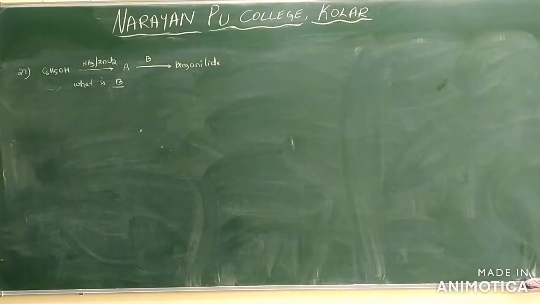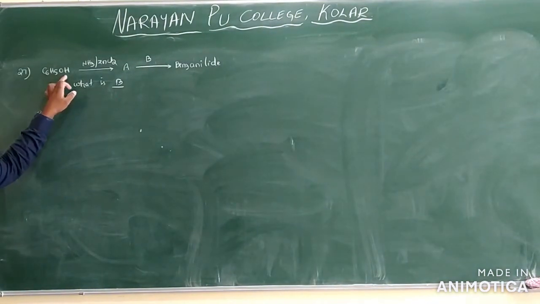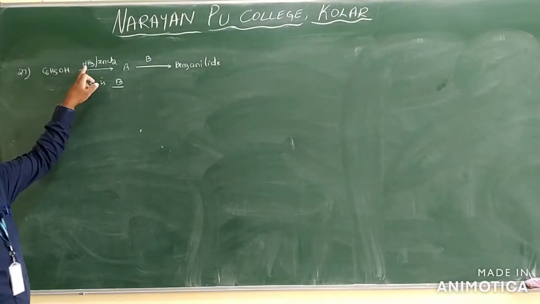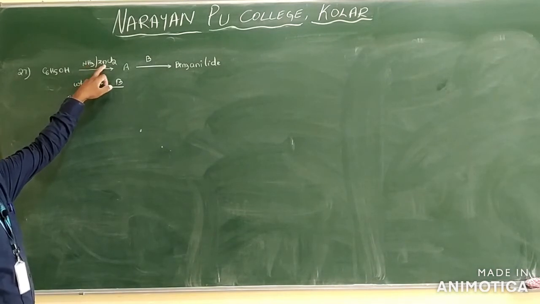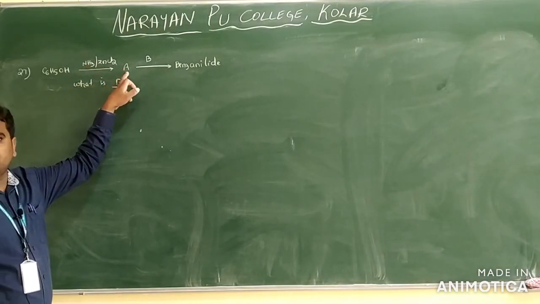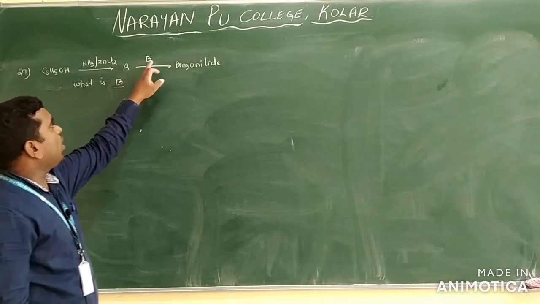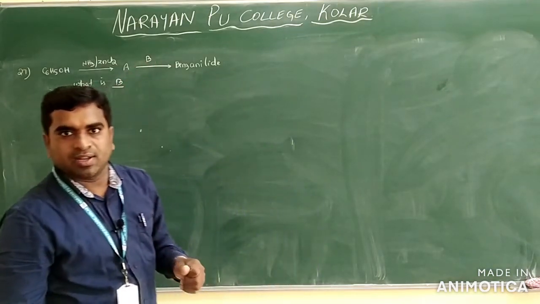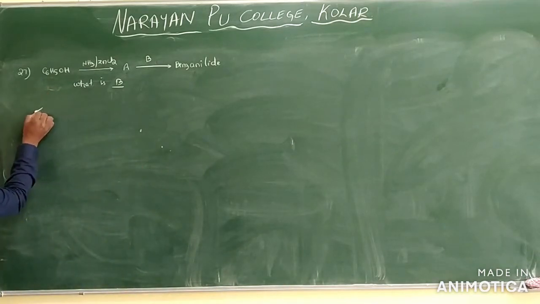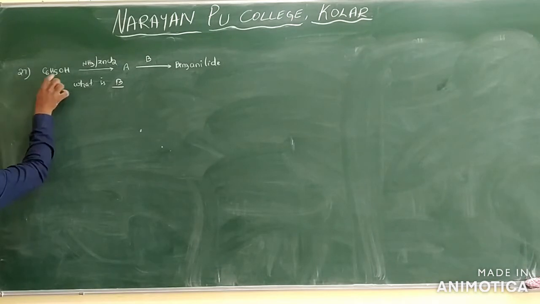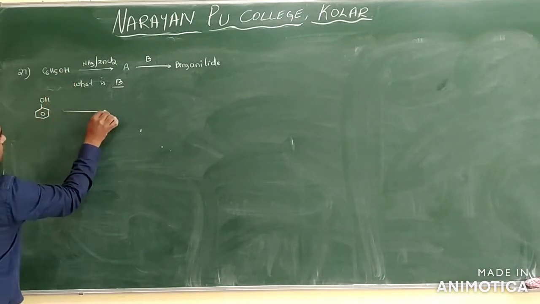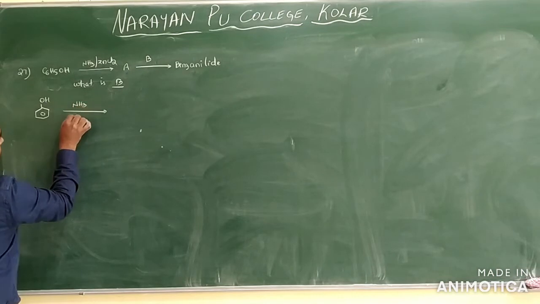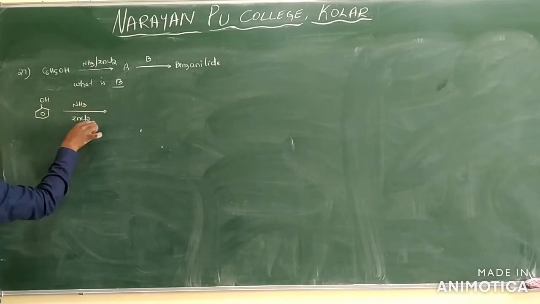Next one. See the question they have given. C6H5OH means it is a phenol. Phenol is treated with ammonia in presence of ZnCl2 and gives compound A. A treated with B gives benzoylide. So you know what the reaction is here? Phenol, and sometimes they will give C6H5OH, this is phenol, treated with NH3 and ZnCl2. You know, ZnCl2 is a catalyst. Clear? Then what happened here?